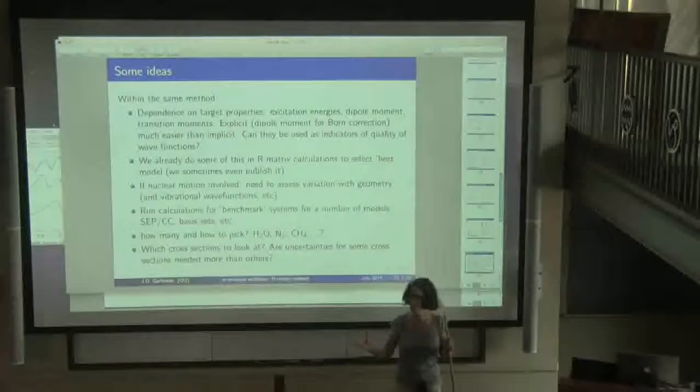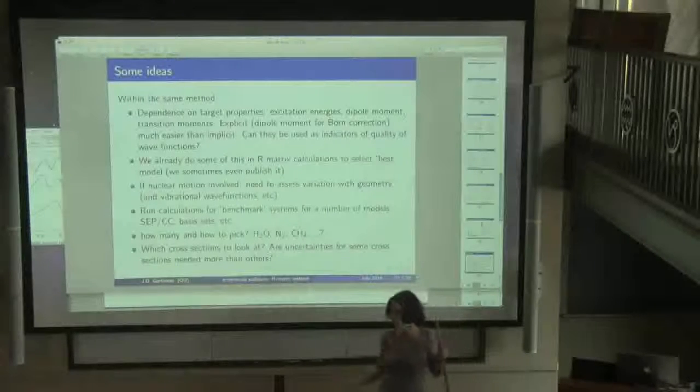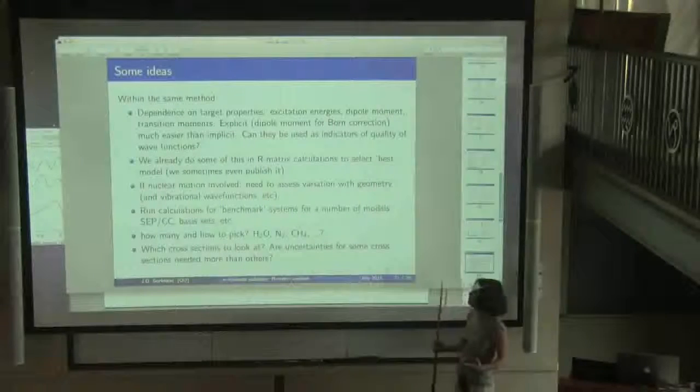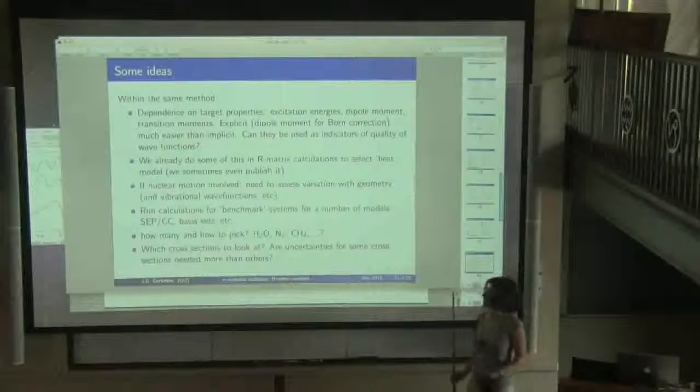Because if you're looking, for example, at electronic excitation, the excited states may be very different. Some of them may be R-matrix, some of them not. You may have a much higher density of excited states. So we've got to be careful if we want to use some sort of benchmark systems for that. And we would have to decide how many and what to pick.